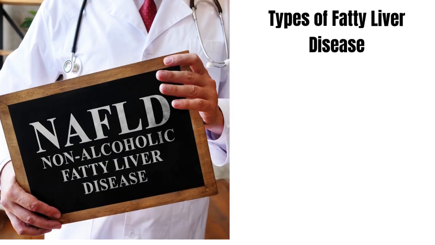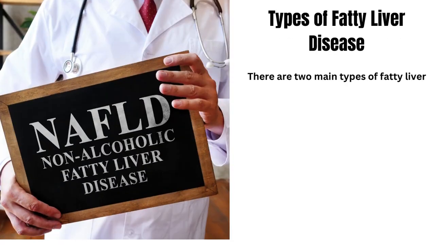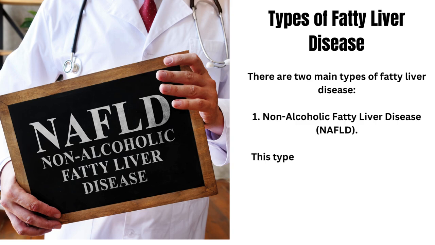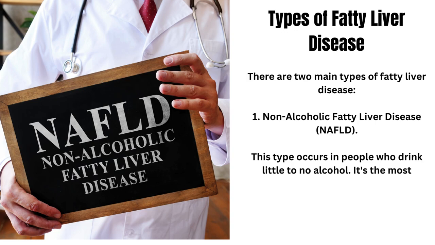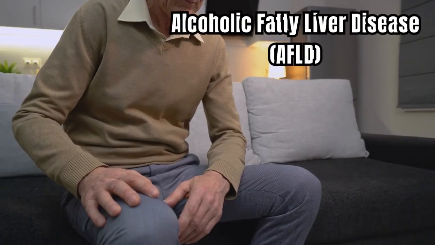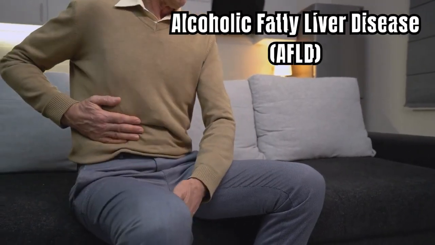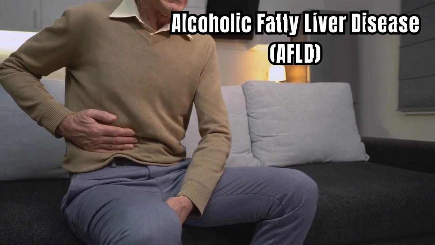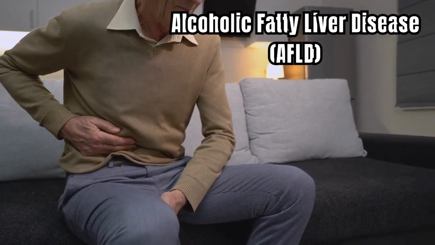Types of fatty liver disease. There are two main types of fatty liver disease. 1. Non-alcoholic fatty liver disease, NAFLD. This type occurs in people who drink little to no alcohol. It's the most common form and is often linked to obesity, diabetes, and metabolic syndrome. 2. Alcoholic fatty liver disease, AFLD. As the name suggests, this type is caused by heavy alcohol consumption.